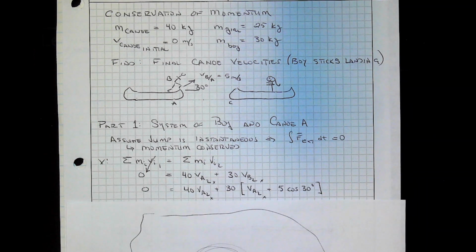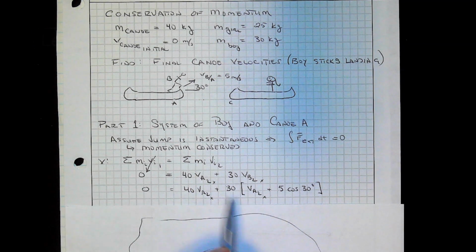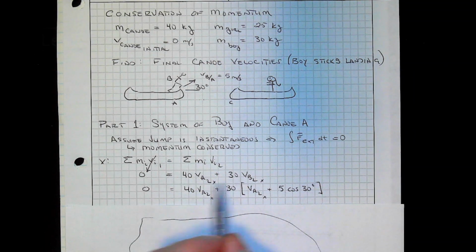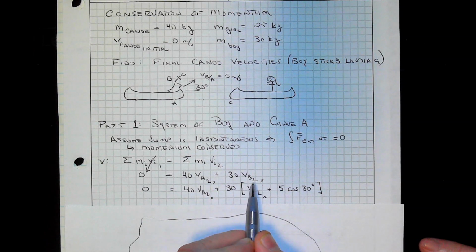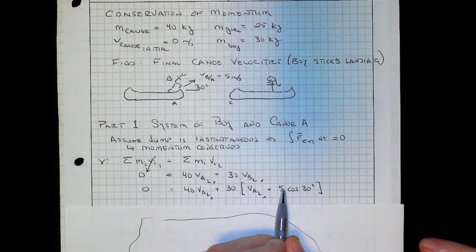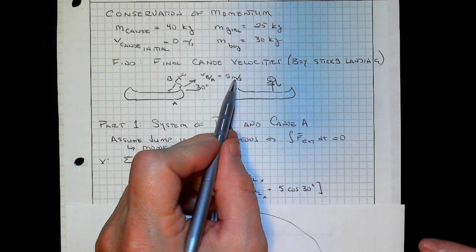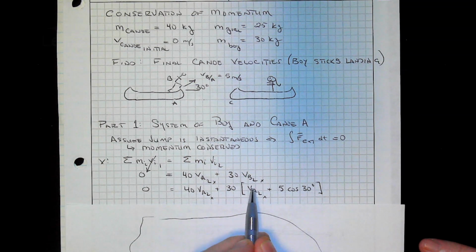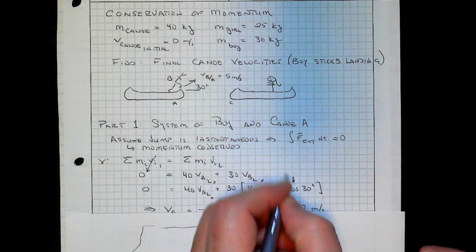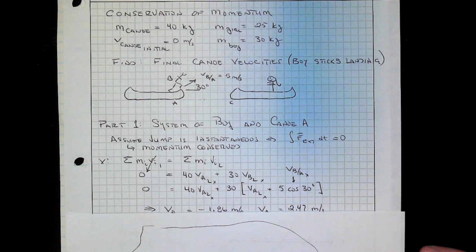All right, so we have VA2x for the canoe. So 40 times the velocity for the canoe, and now 30. What is the velocity for the boy? Okay, we don't know that exactly, so I know I have from up above here, he jumped off at this angle, 5 meters per second at 30 degrees relative to A. So that would be the velocity of A plus this here, VB relative to A along the x. Okay?